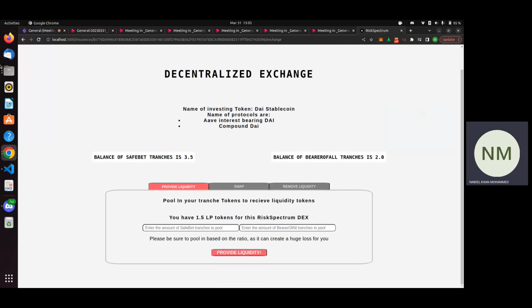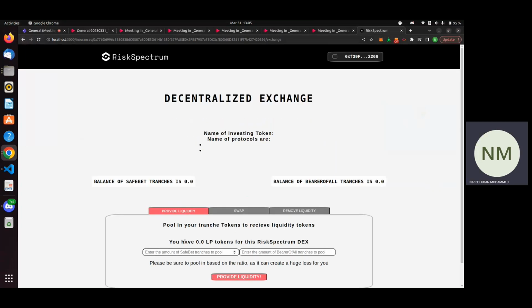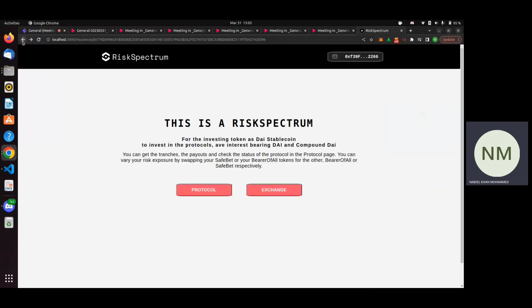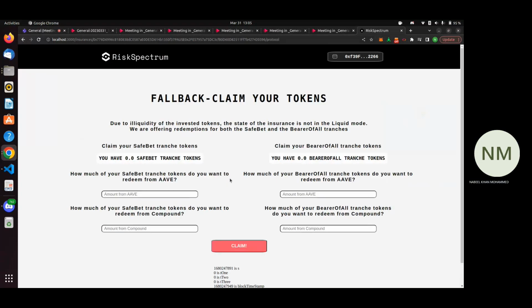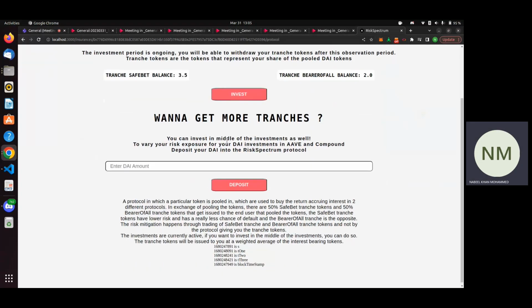All right, so this has been it. I've gotten 1.5 LP tokens and three and a half safe bets and two better falls. Moving on to the protocol, now it's in the investment period.